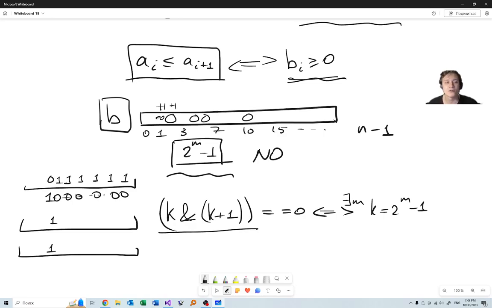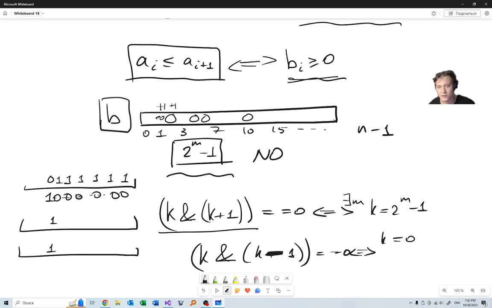This is why this criterion works, and you can use it to check the indices in b for being a power of 2 minus 1. Or also there is a similar criterion, which looks like this: k AND k minus 1. And this checks that either k equals 0 or k is a power of 2. It will be useful, for example, in Fenwick tree. Okay, that's it for problem A.